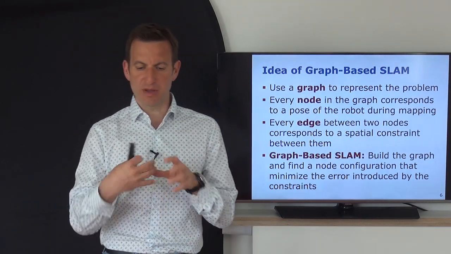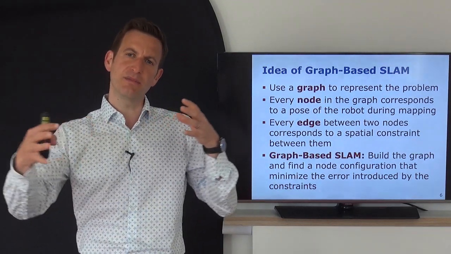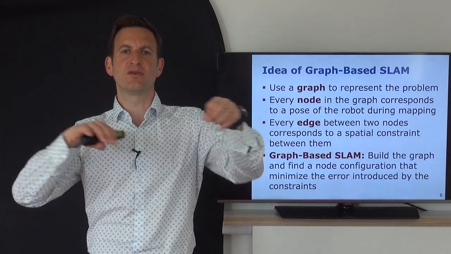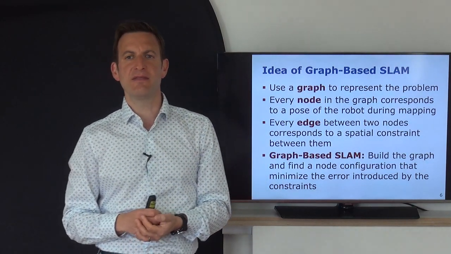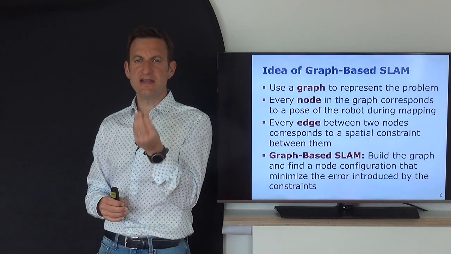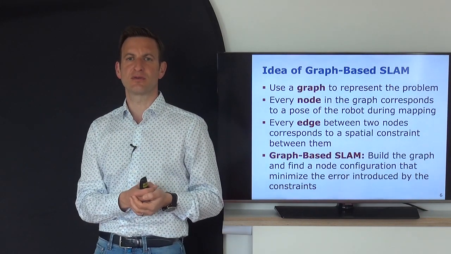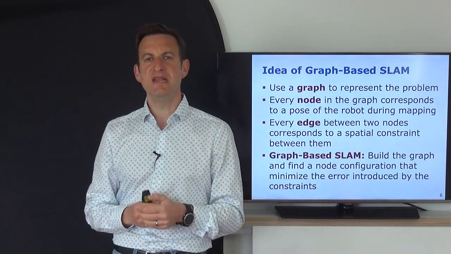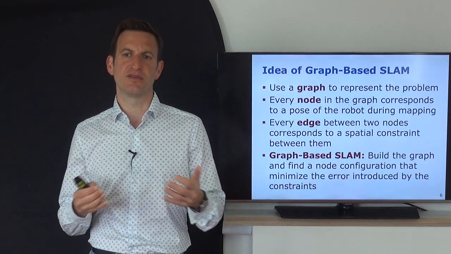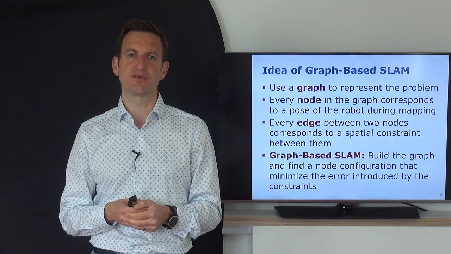And in graph-based SLAM, we are building up that graph. So we build up this full graph of poses and constraints between poses. And then the goal is to change the location of the poses. So we're basically shifting and rotating those poses in the pose graph around so that we minimize the overall error, the squared error that is introduced by those constraints.